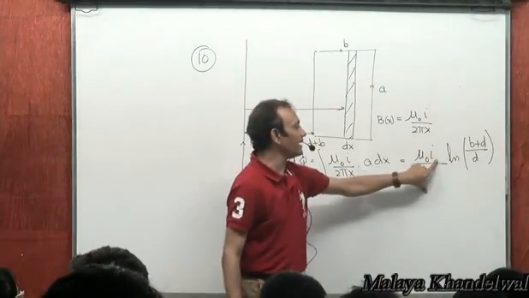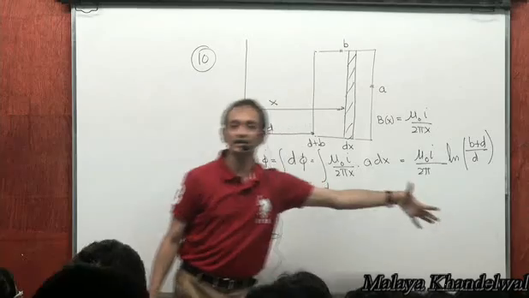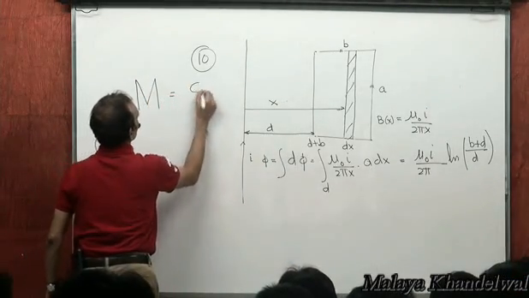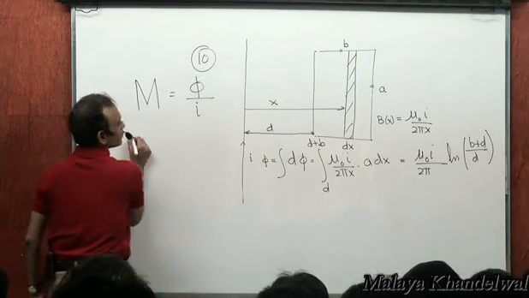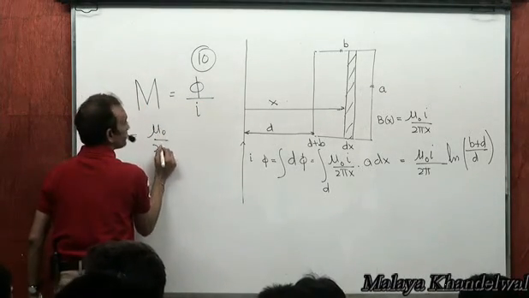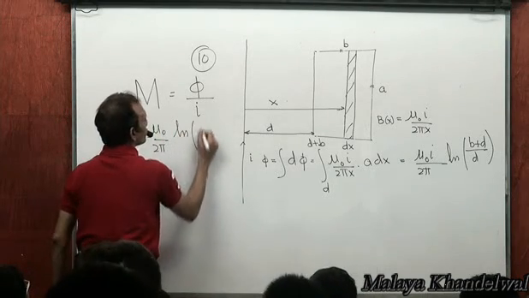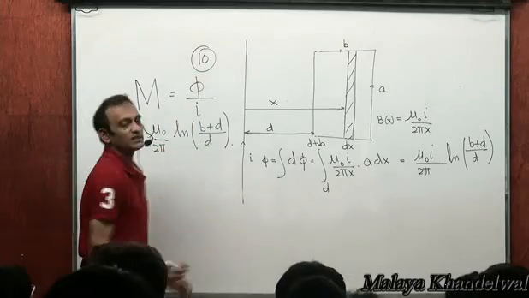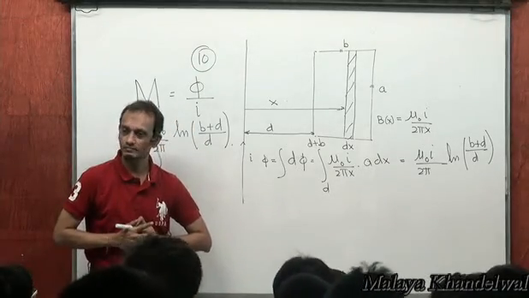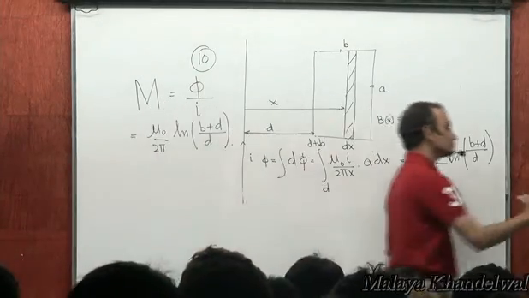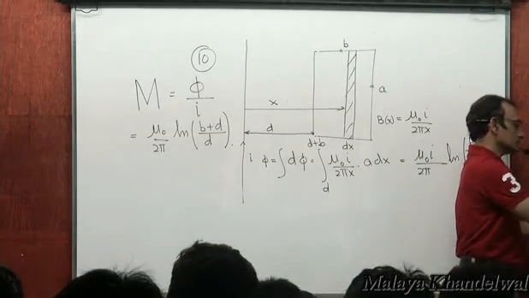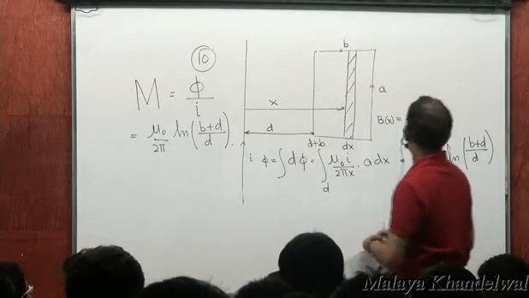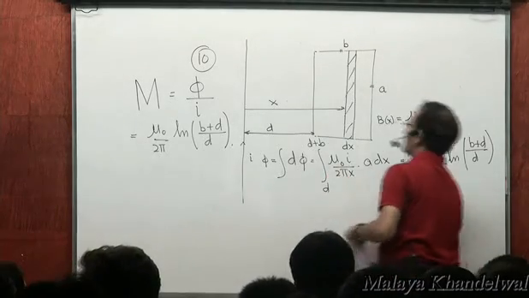So phi divided by I is mu naught by 2 pi log (B plus D) by D. That's the coefficient of mutual inductance. Coefficient of mutual inductance is phi divided by I, which is mu naught by 2 pi log (B plus D) divided by D. That's the coefficient of mutual inductance of this pair. Right? Oh, I missed out an A here.